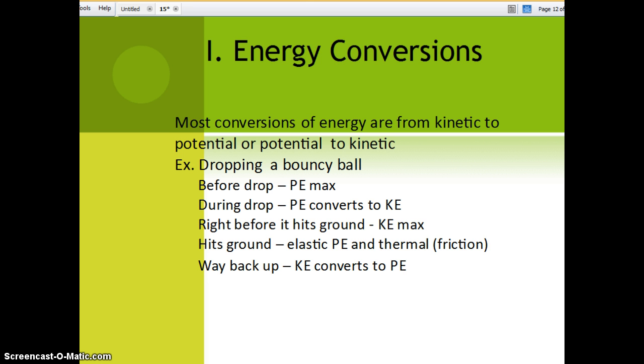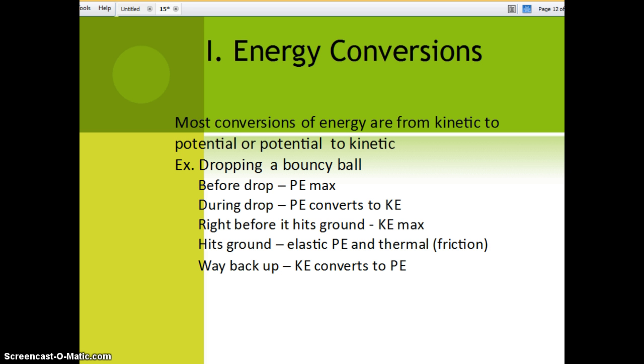For example, if you're dropping a bouncy ball, before you drop the ball, the potential energy is at its max when you're holding it in your hand. During the drop, the potential energy converts to kinetic energy. Right before it hits the ground, when the height is at 0, the kinetic energy is at its max.